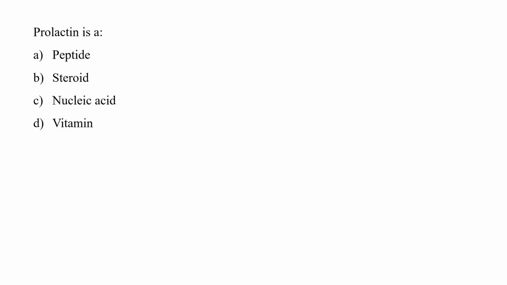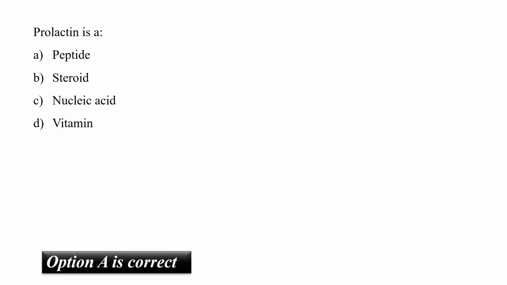Prolactin is a peptide, steroid, nucleic acid, or vitamin. Prolactin is a peptide-based hormone produced in the pituitary gland. So option A is the correct answer.